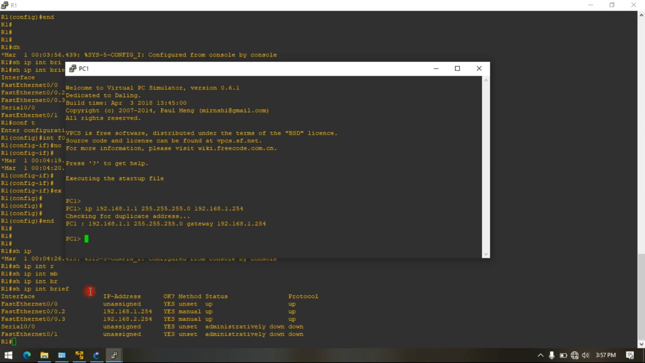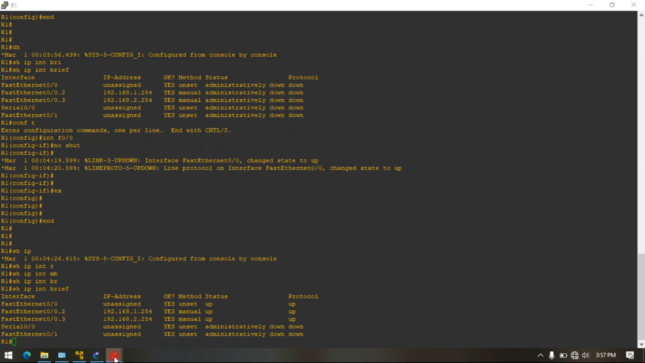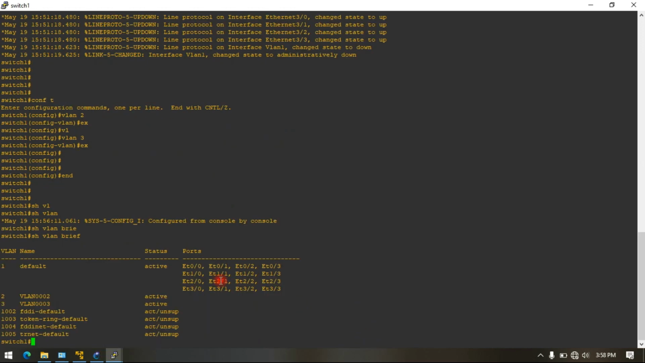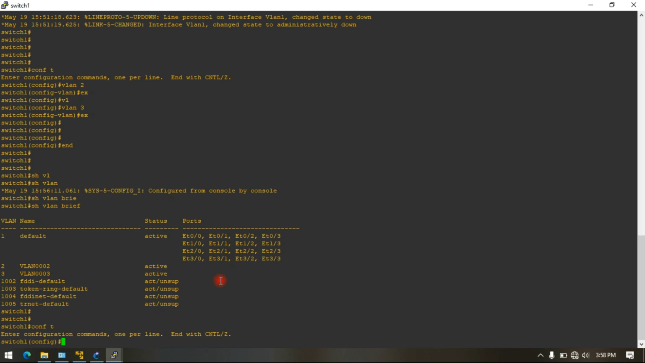So at the moment, let's see if a ping can work. 192.168.1.254 is not working because 254 is in a separate VLAN. Okay, so I'll go to switch 1 and configure the VLANs for the respective ports connecting to our client computers.